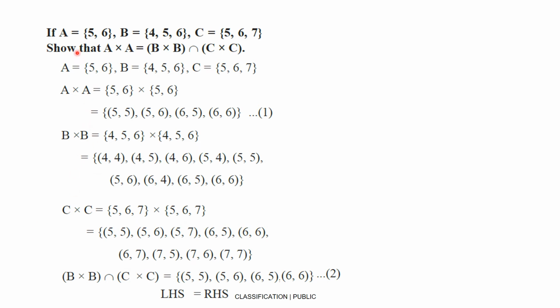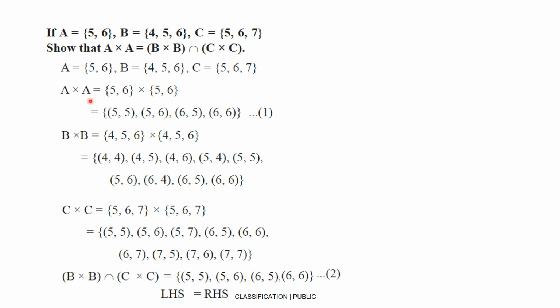Next question. If A equals {5, 6} and B equals {4, 5, 6} and C equals {5, 6, 7}, we have to show that A cross A equals (B cross B) intersection (C cross C). What is meant by intersection? Common elements. Okay, so first you write the given data.